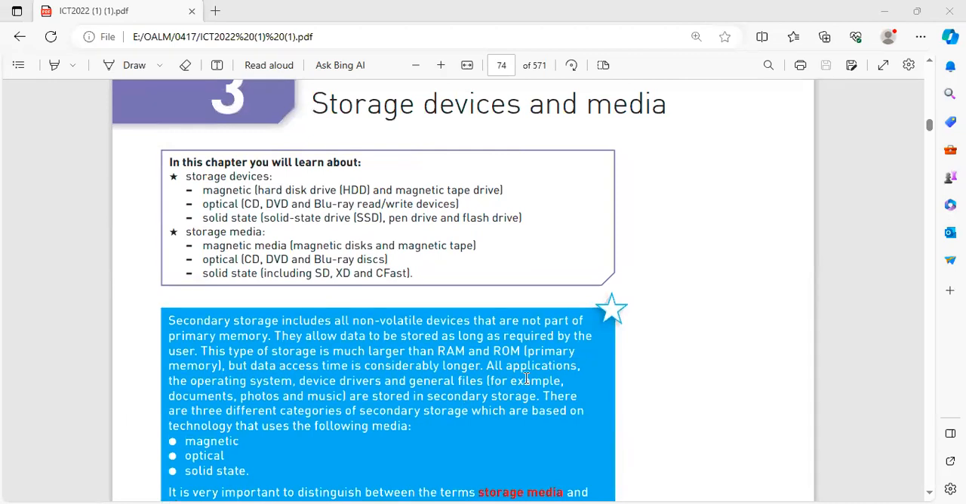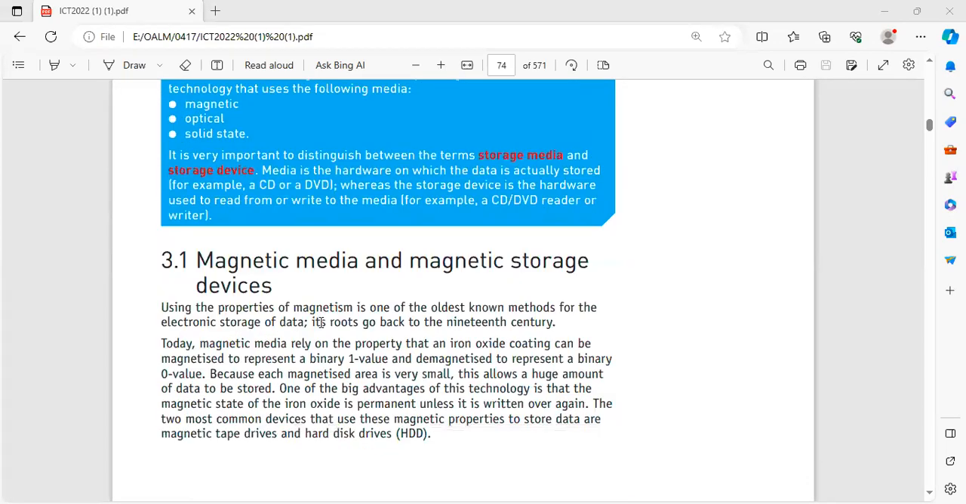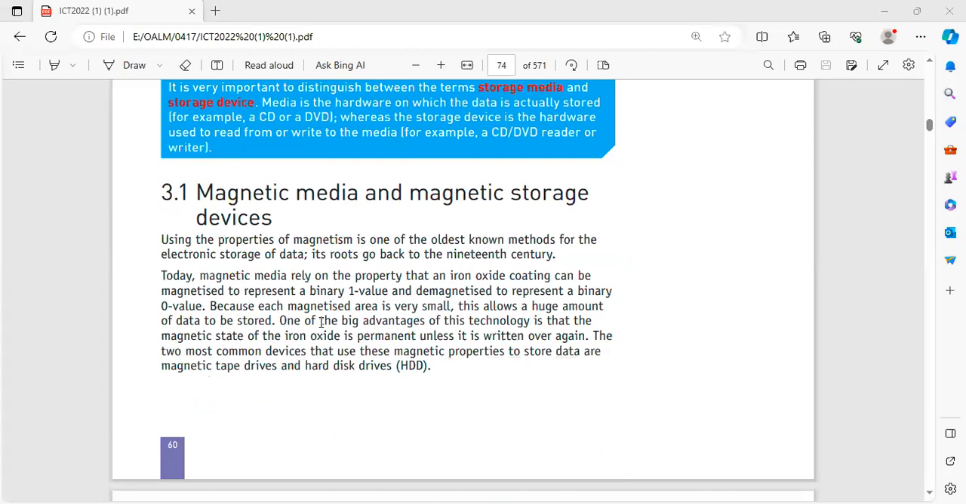This chapter basically relates to storage devices and media. As we know, first of all, it is telling about magnetic media and magnetic storage devices. So first I will tell you something about storage devices. I'm writing here.